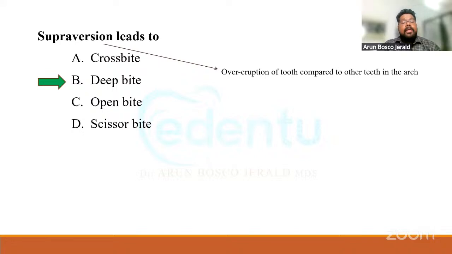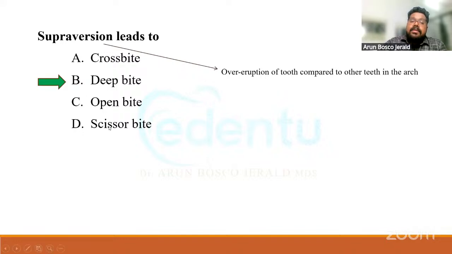Then open bite: you may think about vertical growers or open bite patients in which there is over-eruption of the posteriors. Actually, in vertical growers or in open bite cases, there is no supraversion. It is actually over-eruption of posteriors as a part of growth and development. It is not a malocclusion. It's not an intra-arch malocclusion. The entire posterior segment will be supra-erupted. So you cannot say that the supra-eruption of the posteriors is supraversion.